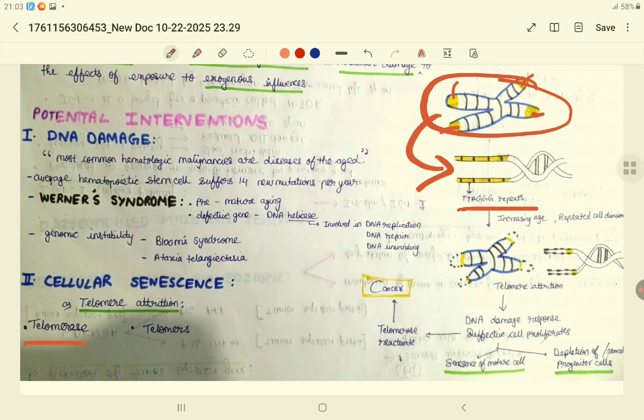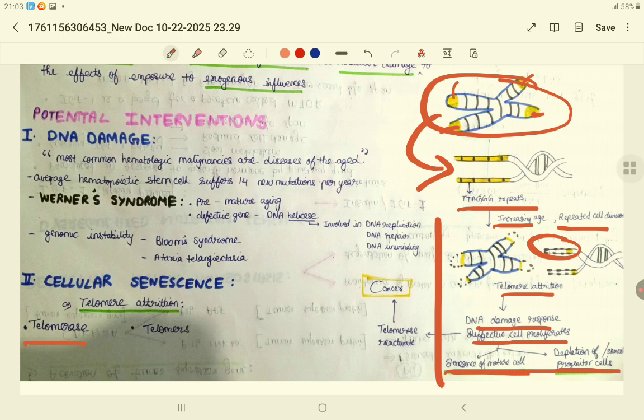Now, as we age, there will be repeated cell division and there will be telomeric attrition. This occurs normally in all human cells, including you and me. So the telomere length will shorten. You can see over here, the yellow color has decreased in length. Now the cell is considered to be defective. It proliferates, and the DNA damage response occurs, because of which there will be senescence of the mature cell and depletion of the progenitor cells. This occurs in normal humans; this part occurs in all humans.